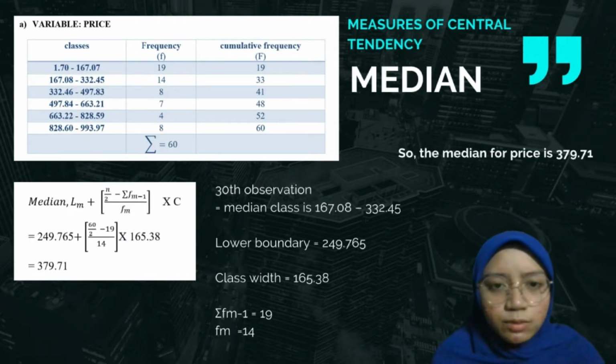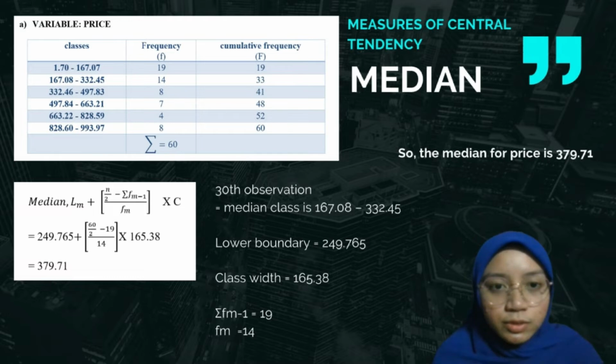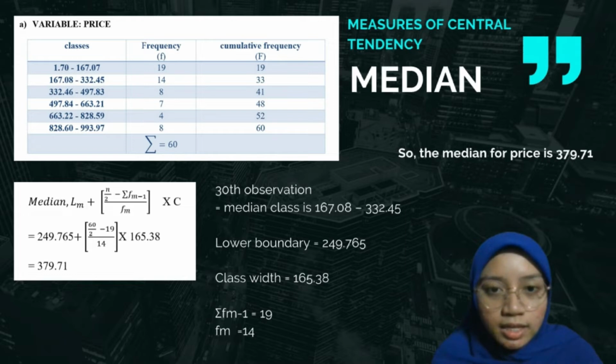Next, followed by the median, which is the second instrument for measures of central tendency. We get the median at the 30th observation and the median class is from 167.08 to 332.45. After we get the lower boundary, class width, and the following as shown in this slide, we can calculate the value using the formula. So, the median for price is 379.31.